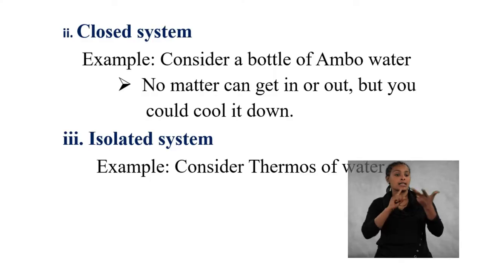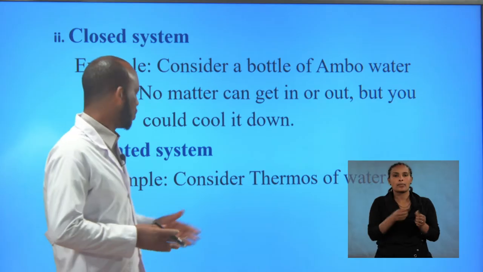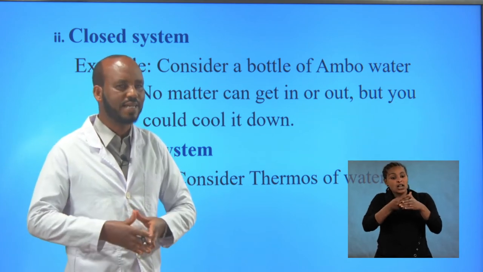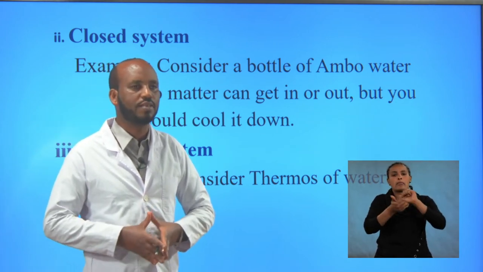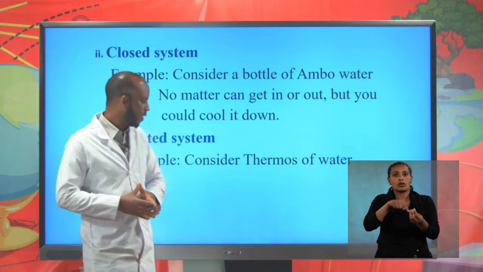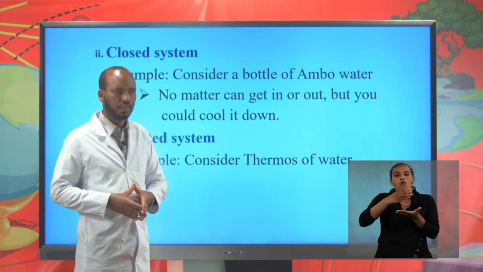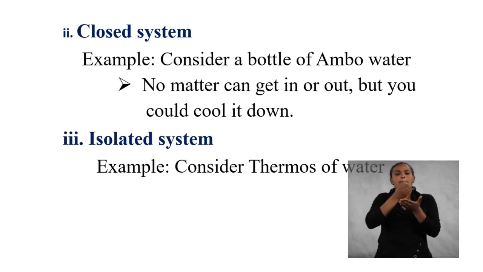The third type of system is isolated system. This is a system in which neither energy nor matter can be exchanged with the surroundings. For example, a thermos of water. This is the best example of an isolated system.